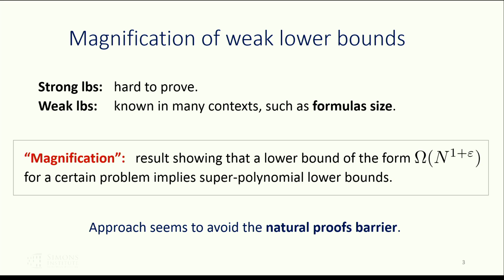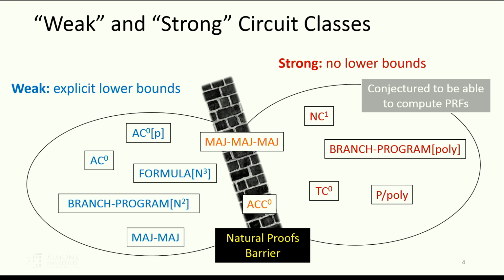This is an interesting approach because, as I'm going to explain shortly, it seems to avoid the natural proofs barrier. Remember that natural proofs partition the set of circuit classes into two worlds. On the one hand, we have the circuit classes that can compute pseudorandom functions. For such classes, we have no lower bounds, or they're quite weak. And there are the weak classes where we have a variety of techniques, many of them combinatorial, for which we can prove pretty strong lower bounds.